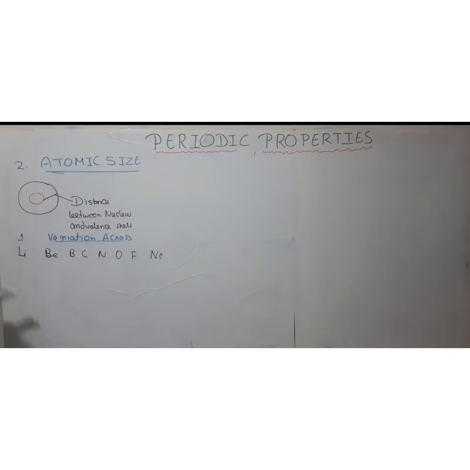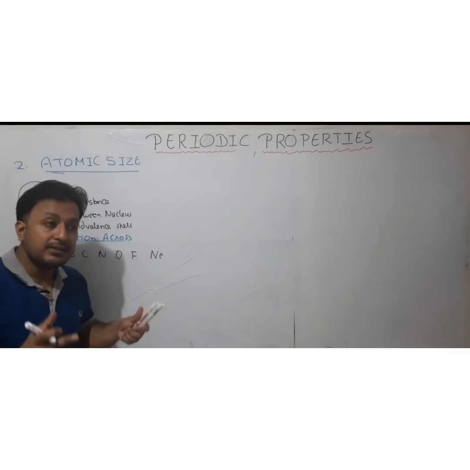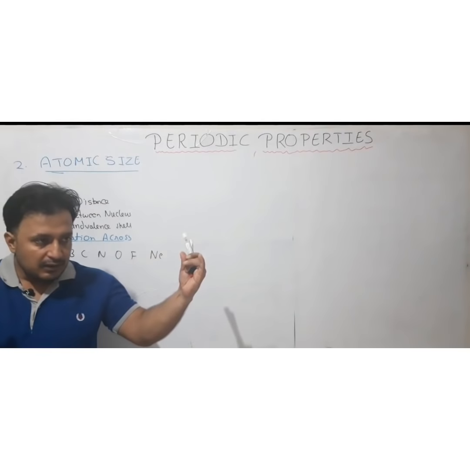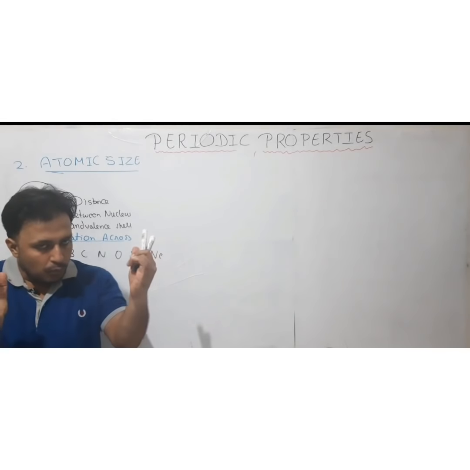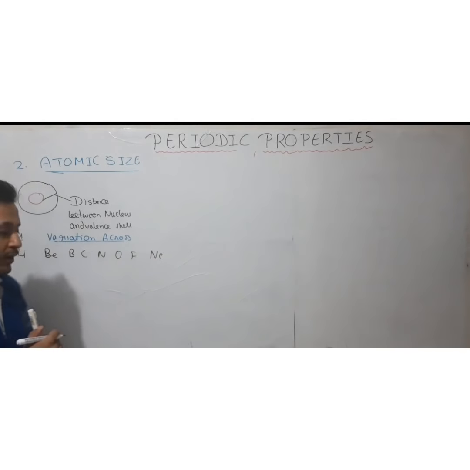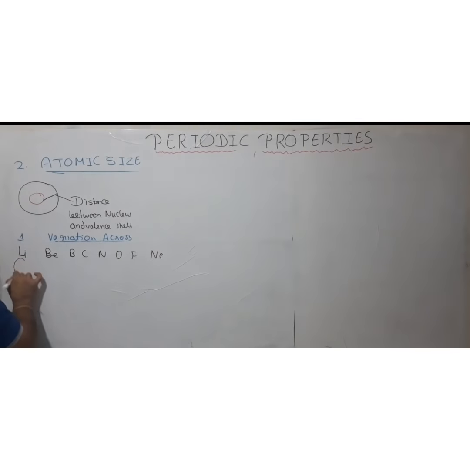So when we are moving across the period, that is from left to right of the periodic table, the nuclear force is continuously increasing. If nuclear force is continuously increasing, the electrons are pulled more toward the nucleus of an atom as we move across the period. It means if the lithium size is this much, then beryllium will be smaller than that, boron will be smaller still, and so on.